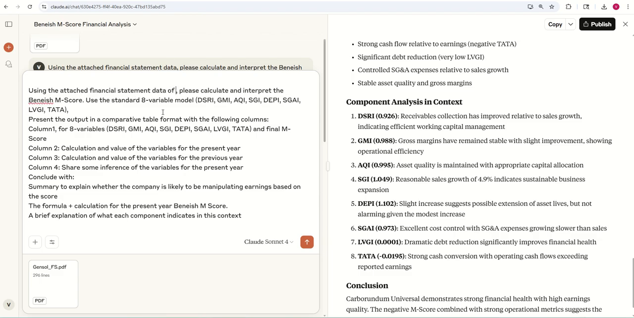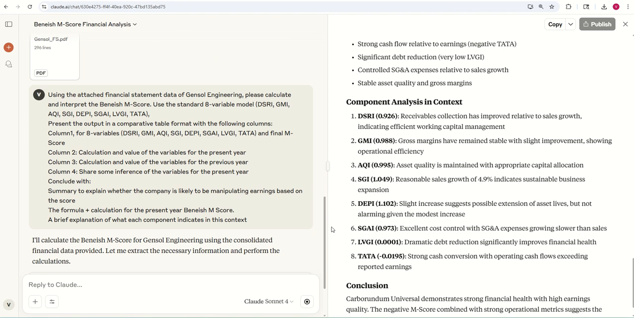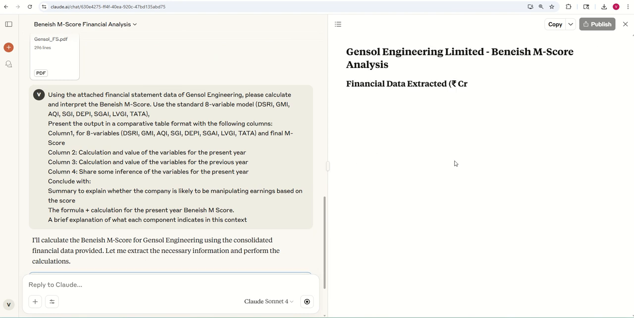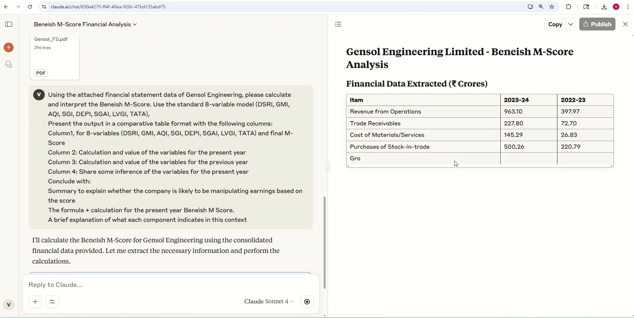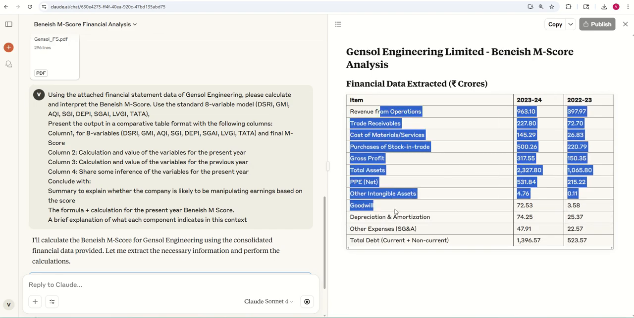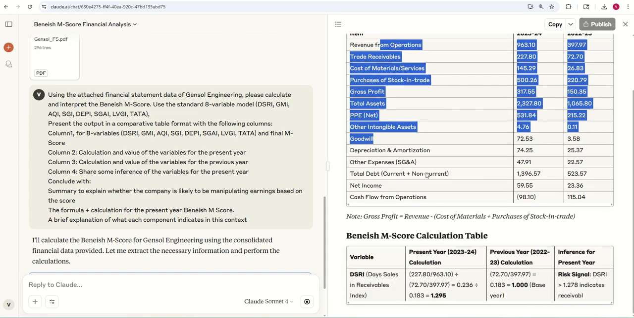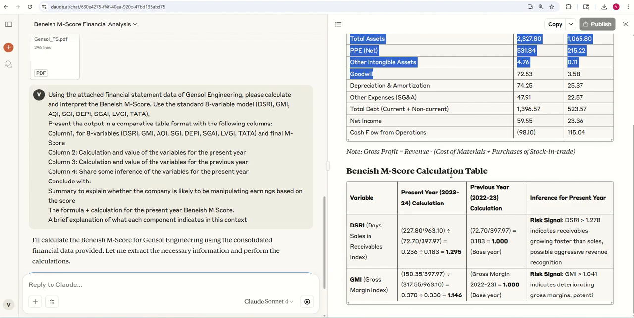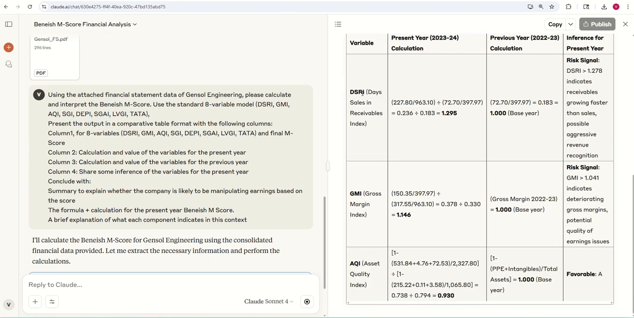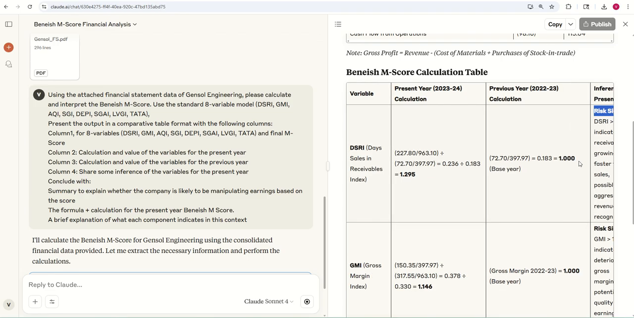Statement of Gensol Engineering. Please calculate. Let us see how the model responds. So it is first picking up the values from financial statements, tabulating it. These are the values which are used in the subsequent calculations. Even the first value, if you see DSRI, that itself is showing as a risk signal.